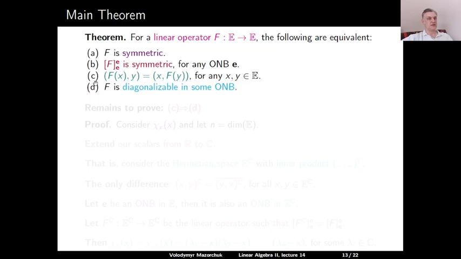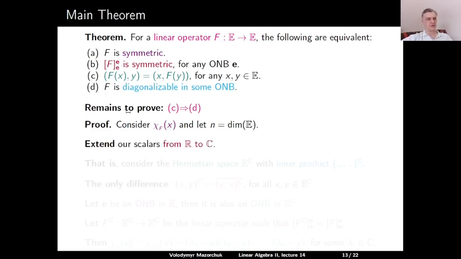So on the previous slides, we have already established that A and B are equivalent. We proved that D implies A, and we also proved that B implies C. So in order to prove the theorem, it remains to prove that condition C implies condition D. So we will prove this implication. Consider the characteristic polynomial of our linear operator and let n be the dimension of our Euclidean vector space. In order to prove the theorem, we employ the trick of extending scalars from real to complex numbers.